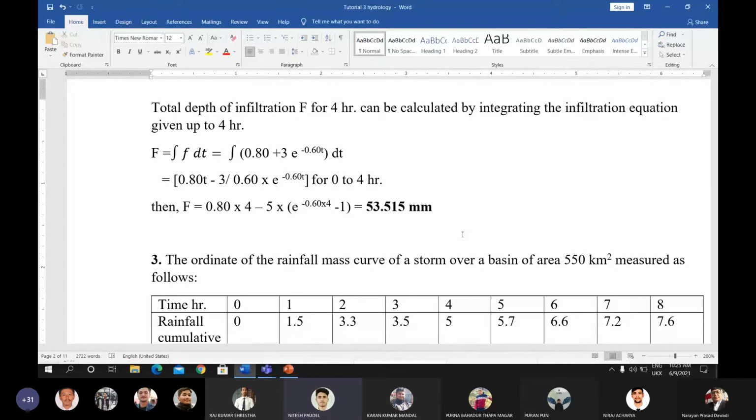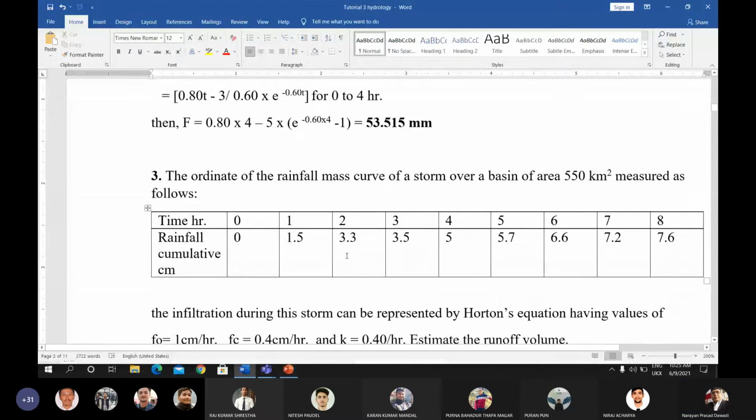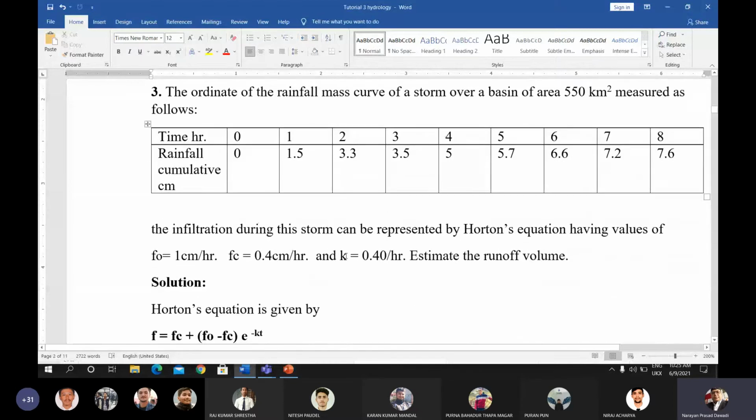Yes, sir. Now, let us move to the third question. The ordinates of the rainfall mass curve of a storm over a basin of area 550 km square are measured as follows. The time is given here, and the rainfall is provided as cumulative rainfall, which gives the mass curve of the rainfall. That is, for each and every hour, rainfall from 0 to that hour is considered.